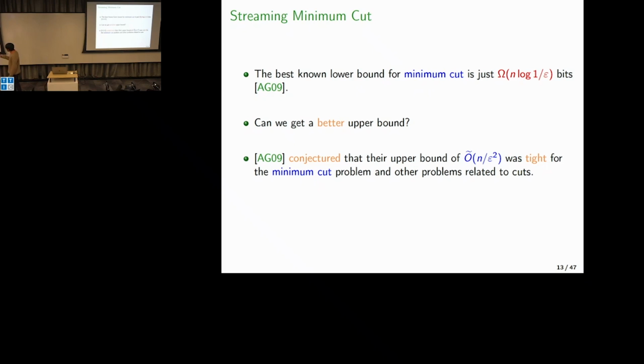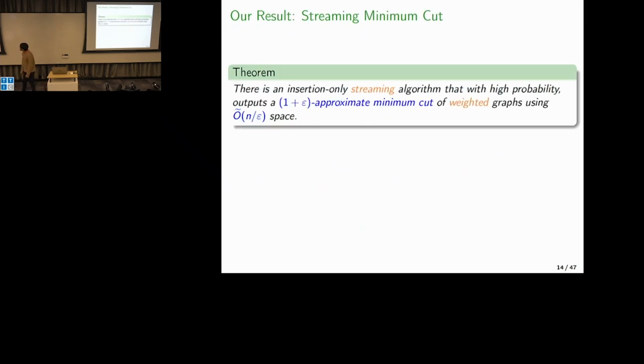Their algorithm that takes this much space, n over epsilon squared, was really tied for the min cut problem and related problems. And they were correct for cut sparsifiers. It really does need this much space. But we didn't know anything else for min cut. And no progress had been made since their paper. And now let me tell you about our result.